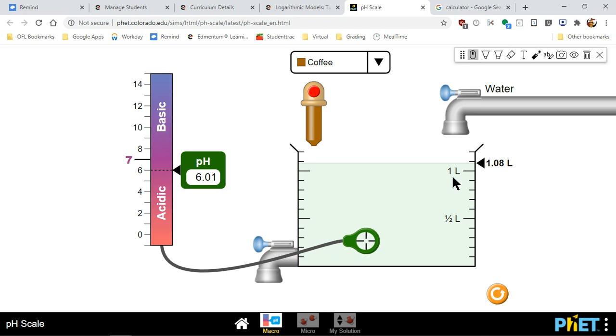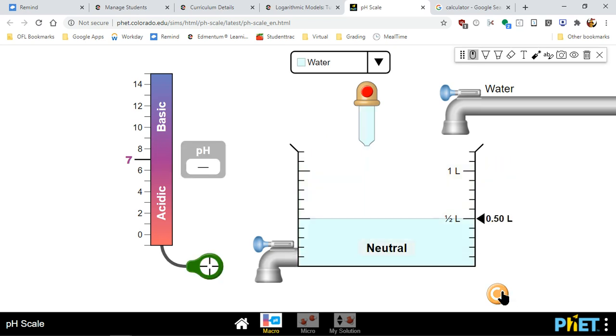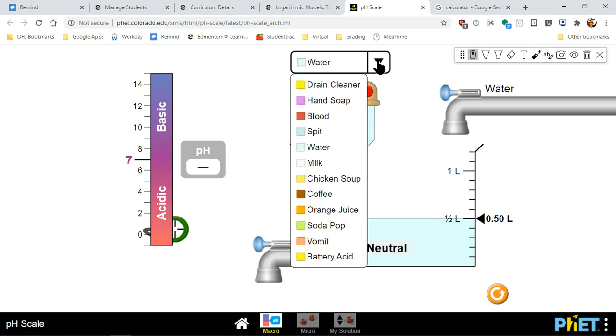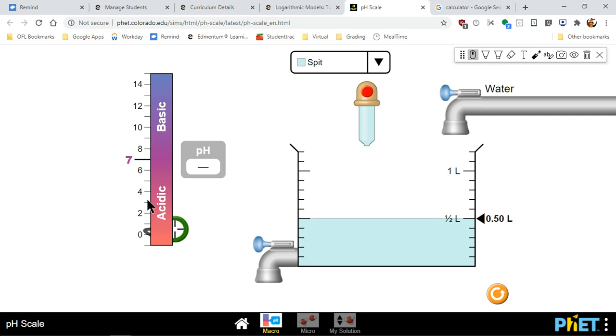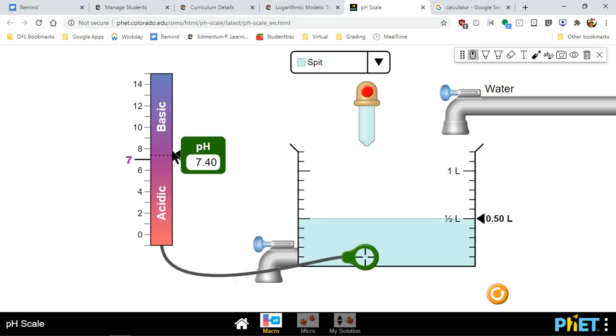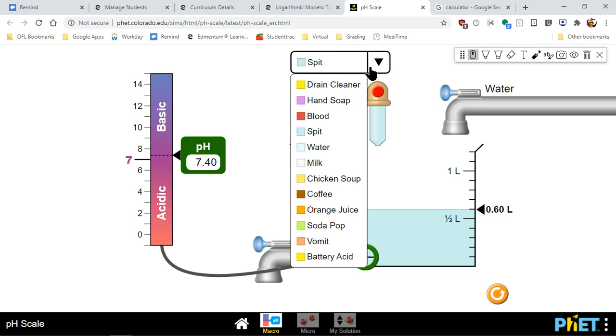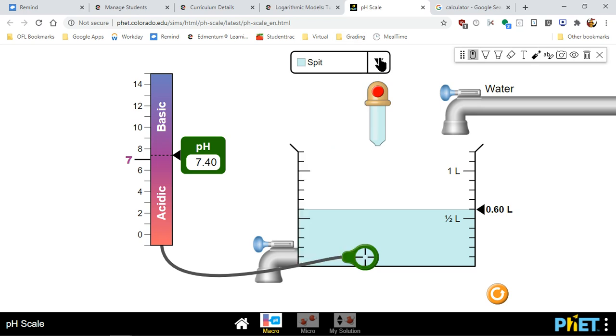So let me start. How do I refresh it? Ooh, there's a refresh button. So this thing just measures it. So this is a perfect 7. But let's say I decide to start using spit. Spit is more basic. So if I combine spit, this is how I can add more spit to water, it's going to slowly go here.